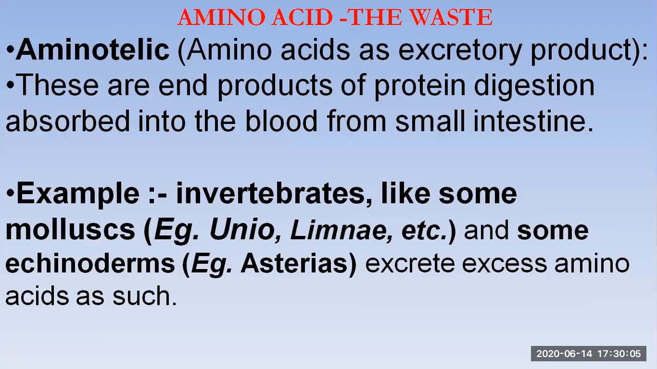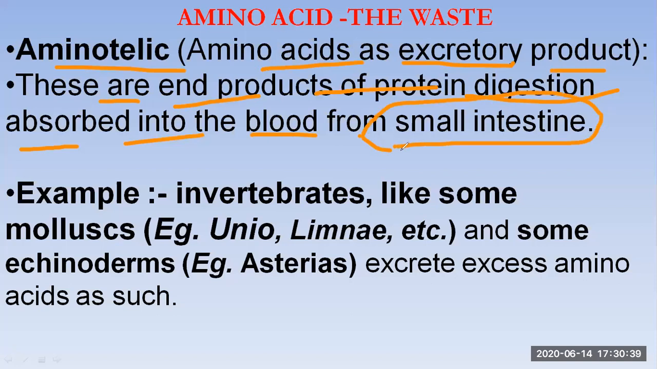So aminotelic, what is the aminotelic? They have given the name, amino meaning amino acid. So such individuals, their amino acid is the excretory product. And these are end products of the protein digestion, because we know very well when the long protein molecules, that is the polypeptide, get digested with the proteases, after that it will form the peptones, and peptones are converted into the amino acid. So these are end products of the protein digestion and ultimately absorbed into the blood from the small intestine.